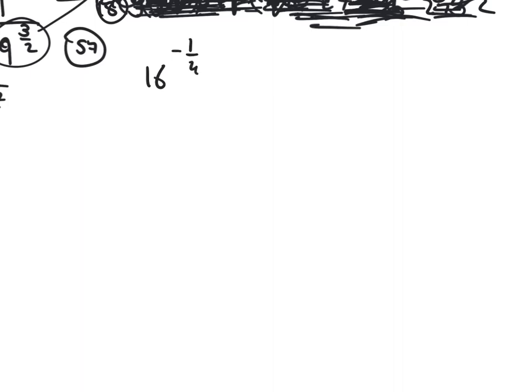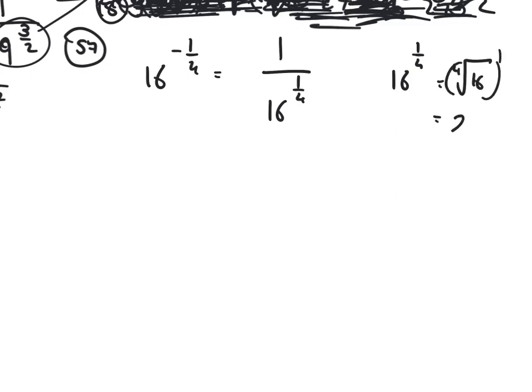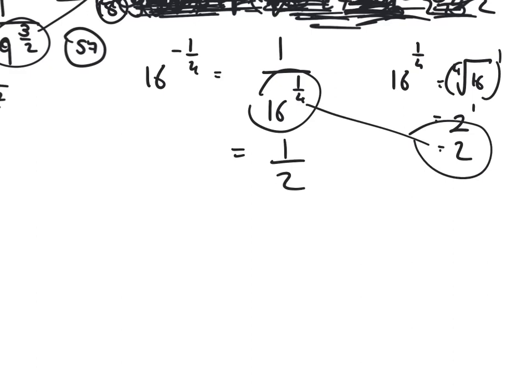Let's take down example 57. Evaluate 16 to the minus 1/4. Well, that's 1/16 to the positive 1/4. Let's establish that. So that's the fourth root of 16 brought to the power 1. Fourth root of 16 is 2. 2 to the power 1 is 2. Bring that back in, and that is 1/2.